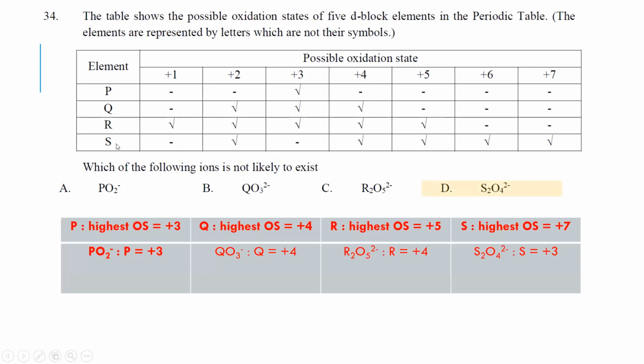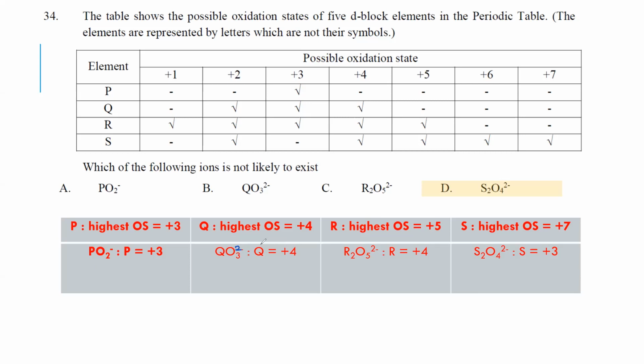So for the rest of them, phosphorus, you can have a +3, so A is correct. Q, you can have a highest oxidation state of +4. So QO3 2 minus, sorry, I wrote it wrongly, a typing error, it's 2 minus. So Q is +4, which is also correct. R2O5 2 minus is also +4, so it's correct. But S you can have highest +7, but in here the +3 oxidation state cannot be formed. So S2O4 2 minus cannot be formed. So with that, that is the answer for number 34.